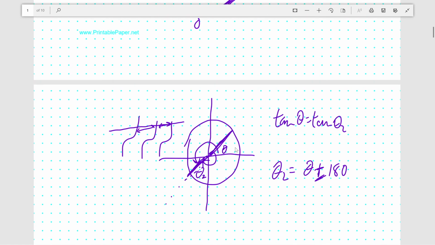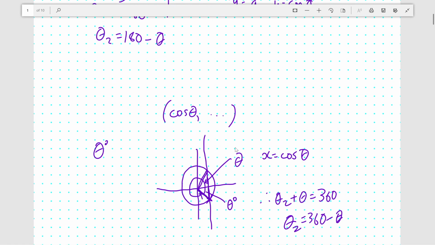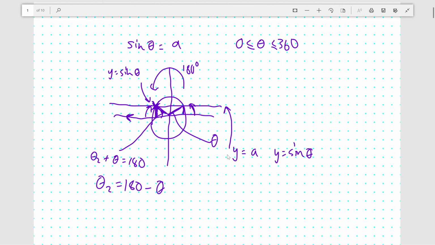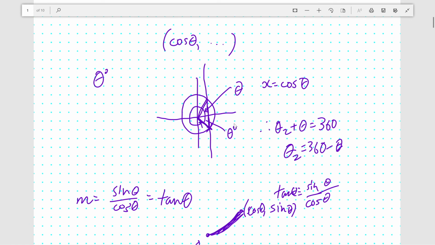Alright, so in summary, to get angles of theta for which sine theta is the same, you draw the horizontal line there because the horizontal line indicates the y level of the coordinate and the y level is sine theta. For cosine theta being the same, you draw the vertical line for an angle of theta and you find the other point on the unit circle which that vertical line will intersect, because the vertical line shows the x level and the x level is equal to cosine of theta.